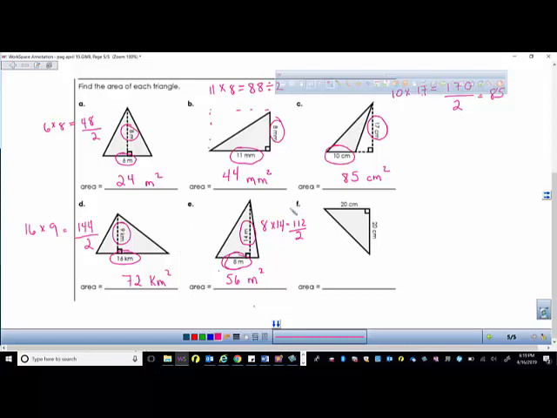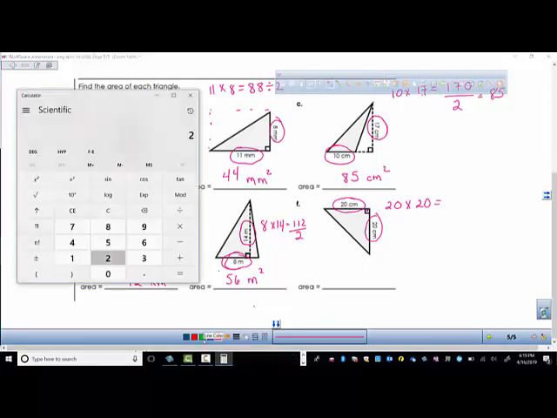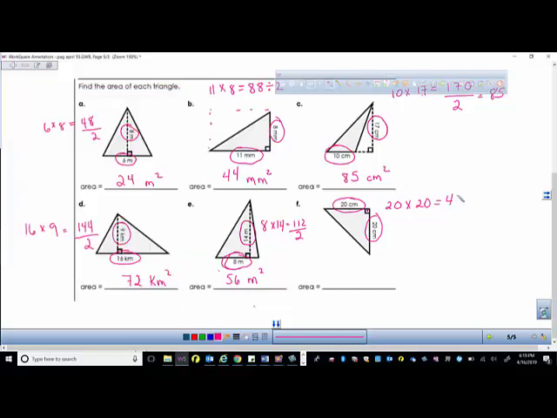My last example is what we call a right triangle because it has a right angle. And so my horizontal is 20. That's my base. My vertical is also 20. That's my height. So 20 by 20. So if you want to use your calculator for that, 20 by 20 is 400. And then you divide by 2. So you get 200 centimeters squared.